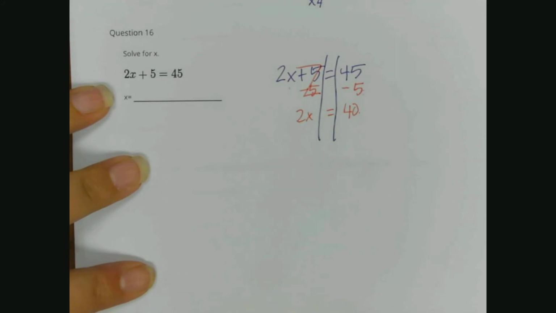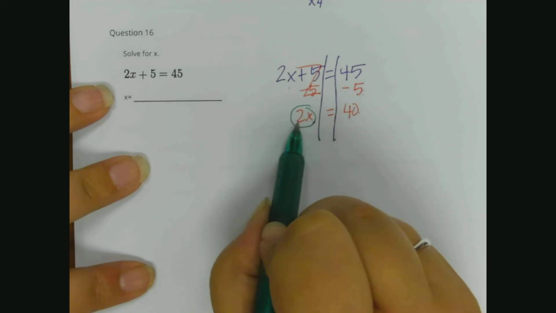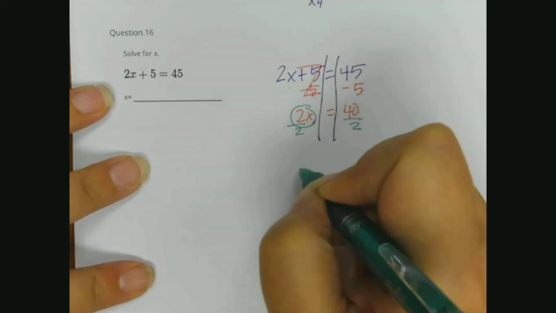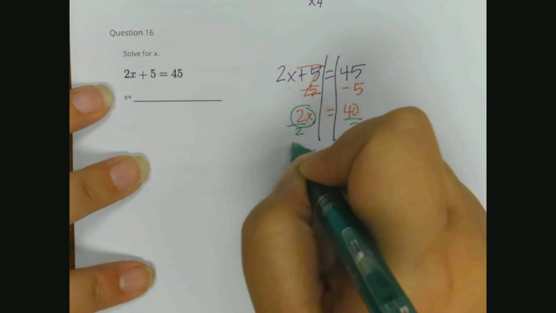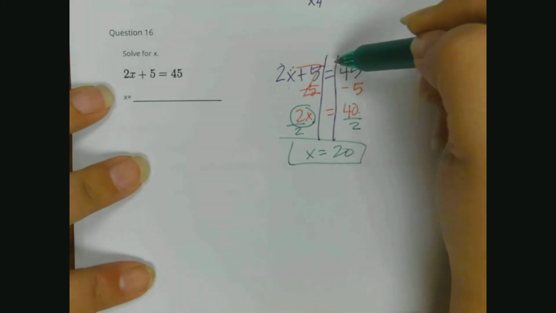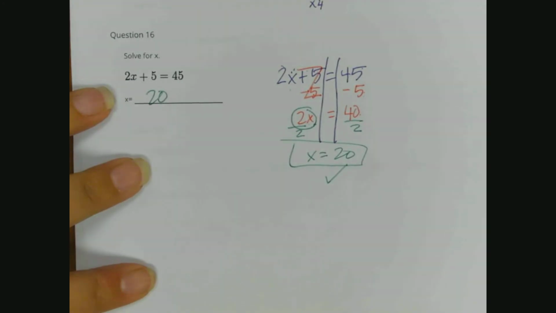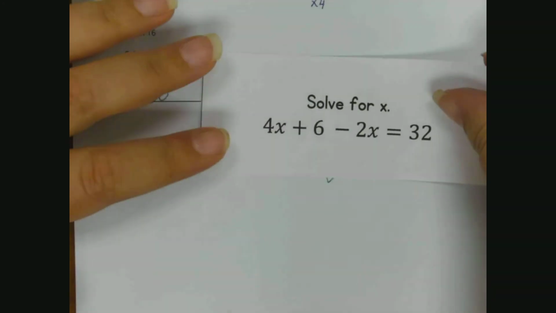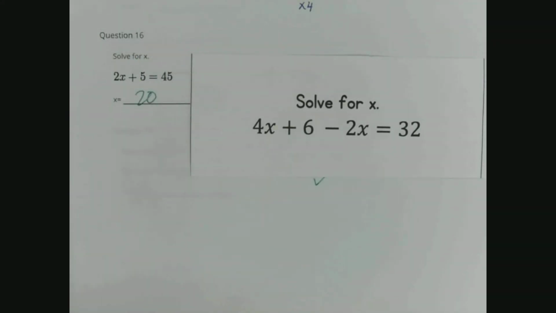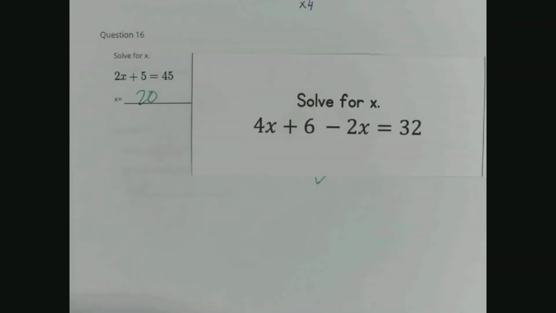I'm going to switch colors again. Now I have 2 with the variable. It's multiplying by x, so to get rid of multiplying, I will divide by 2, and x equals 20. Now I check my solution. 2 times 20 is 40. 40 plus 5 equals 45, so that is correct. Okay, if you missed that one, please solve for x. In this question, which actually has an extra step, you need to combine the x's first, and then get x alone. Okay?